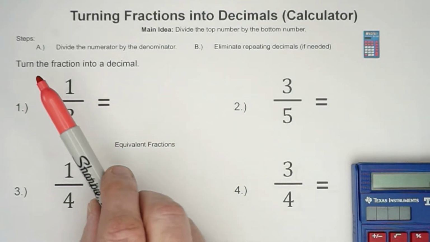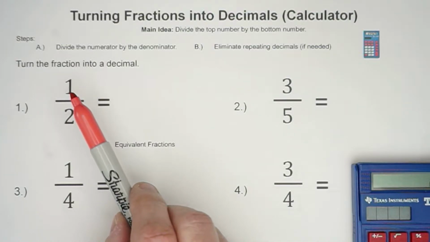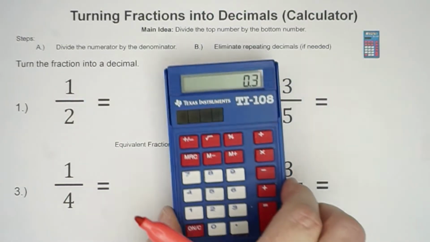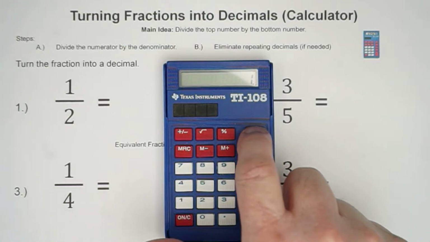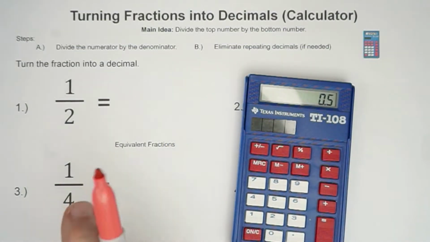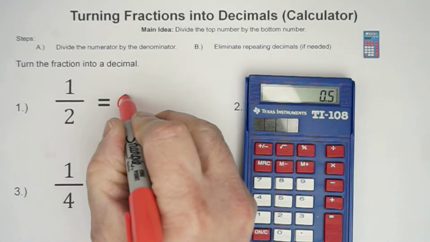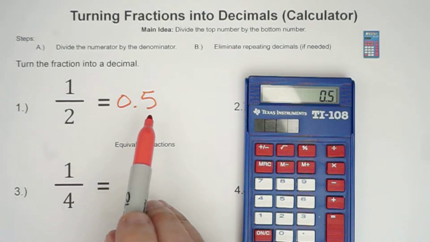Okay, so turn the fraction into a decimal. We're just going to divide 1 divided by 2. So 1 divided by 2 is equal to 0.5. Now this would read as 5/10 because that's in the tenths place value.